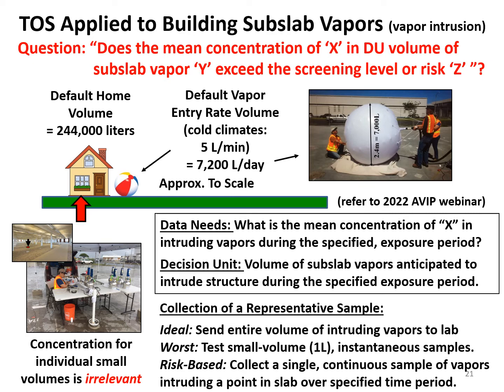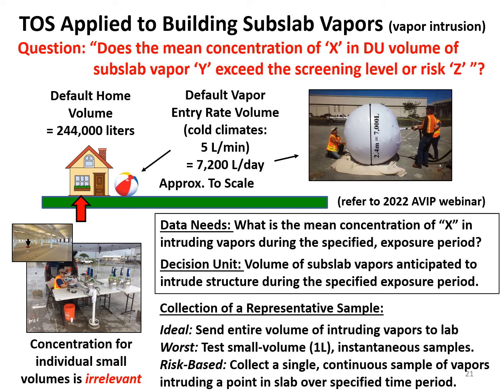So the next step is to define a decision unit. The decision unit volume of subslab vapors is the volume of subslab vapors anticipated to intrude the structure during the specified exposure period. Same approach, whether it's soil, water, air. Again, in this case, if we look at some of the default vapor intrusion guidance and even building leakage folks, people who do HVAC systems and energy efficiency, they would pretty much agree the volume of vapors coming up through the floor of buildings is typically 5 liters per minute in cold climates. And we discussed this in a paper we published in 2014, I think. So 5 liters per minute.